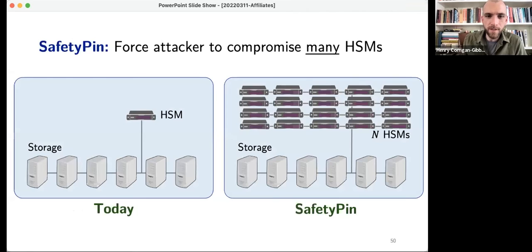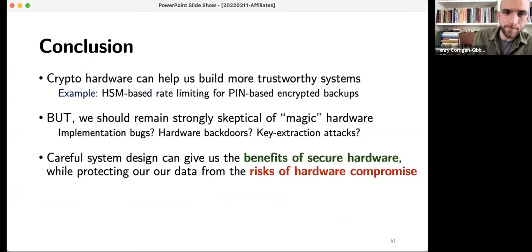Just to finish where I started: today we use HSMs to protect encrypted backups, and you only need to compromise one HSM to break user security. With the SafetyPin system, we really increase the number of HSMs, but also really increase the security. So the more HSMs you have, the harder it is to pull off these attacks.